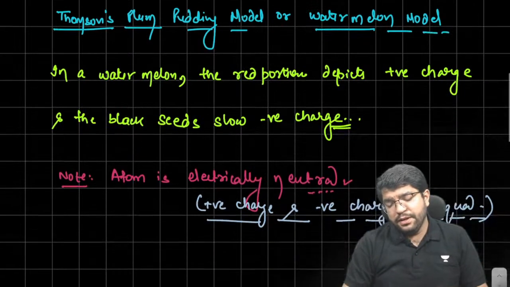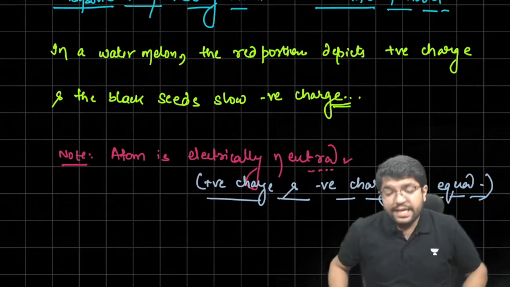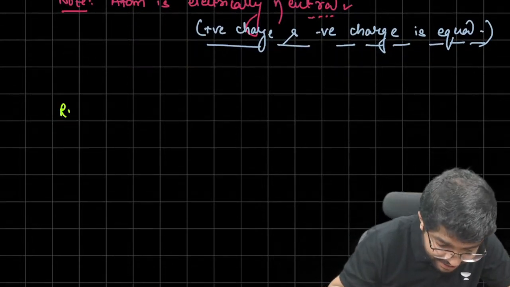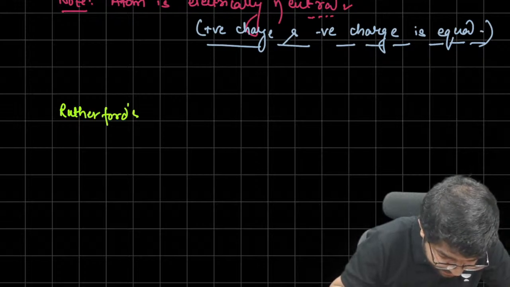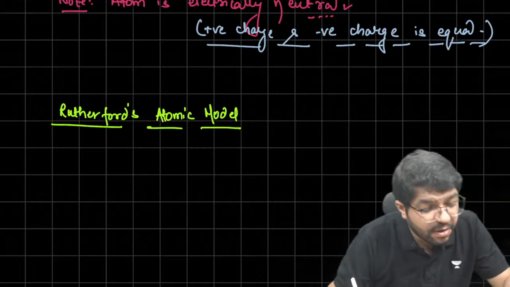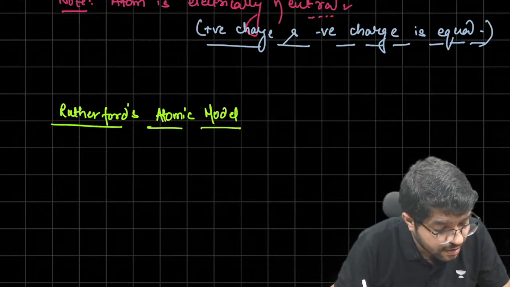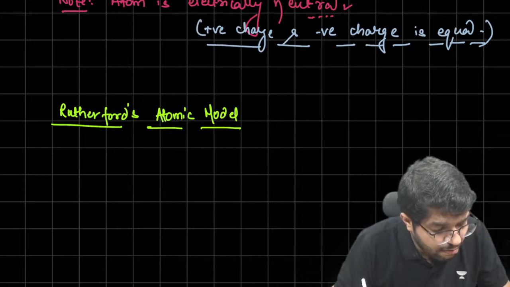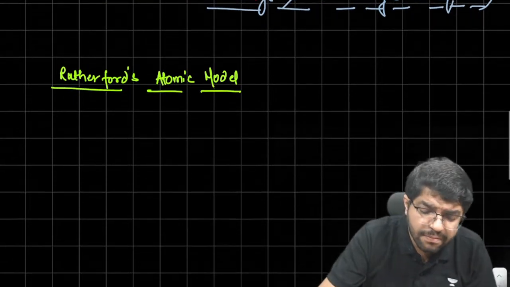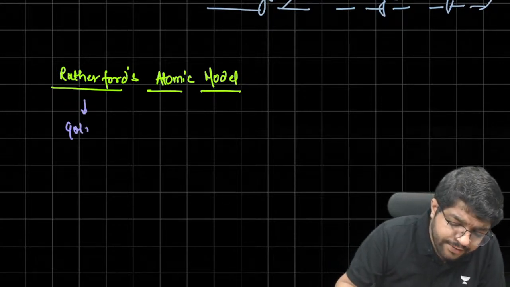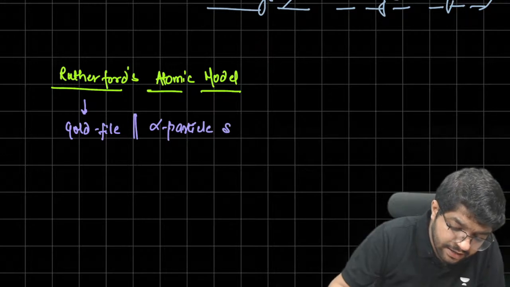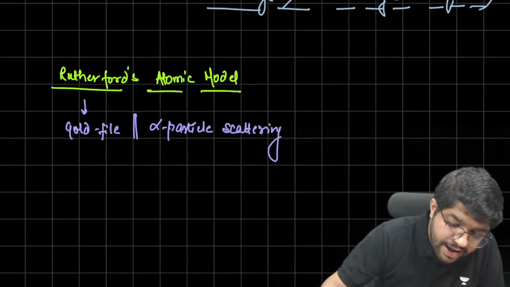All right, so this part is copied. After Thomson's model came the one called Rutherford's model, and that talked about certain facts and figures. Rutherford's atomic model, wherein they spoke about Rutherford's gold foil alpha particle scattering experiment.